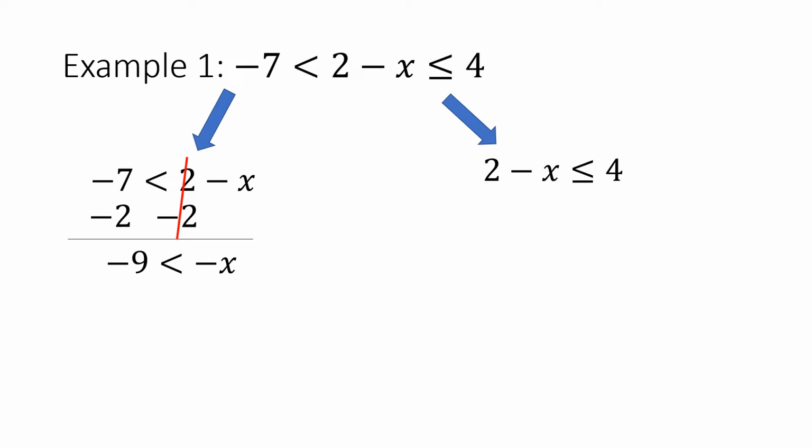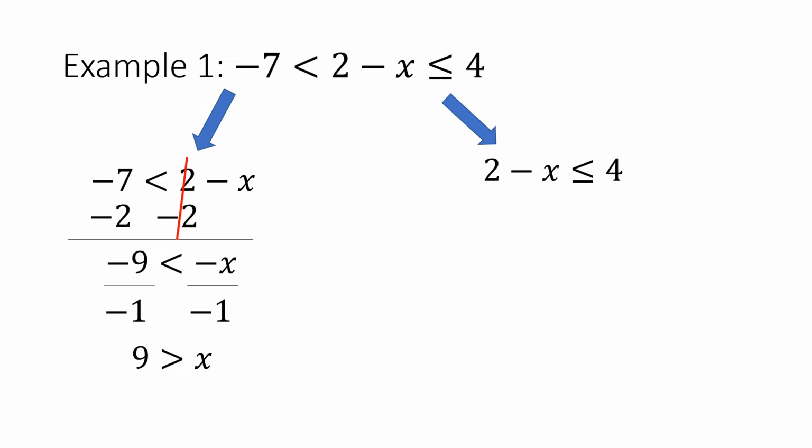Now there is a number in front of x, it's a -1, and it's being multiplied, so to undo multiplication, I have to divide both sides by -1. And when I do that, there is a rule when you divide or multiply by a negative number with inequalities, you have to flip the inequality, so it becomes 9 is greater than x.